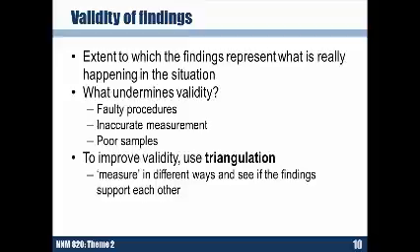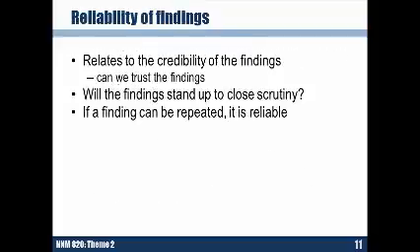So to improve our validity, we use triangulation. This is particularly important when we are dealing with qualitative research, because we don't deal with exact and abstract things like numbers. So what do we mean with triangulation? We measure or observe in different ways, and then we see if the findings support each other. So you would use, for example, focus groups, interviews, and desktop research. And out of these 3 things, you can see if the same picture starts emerging.